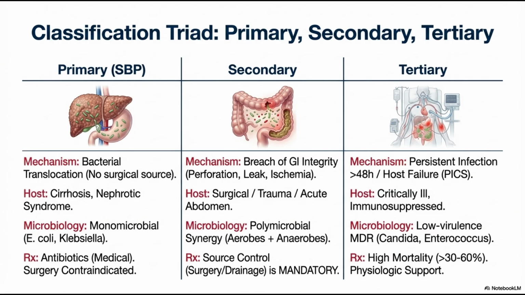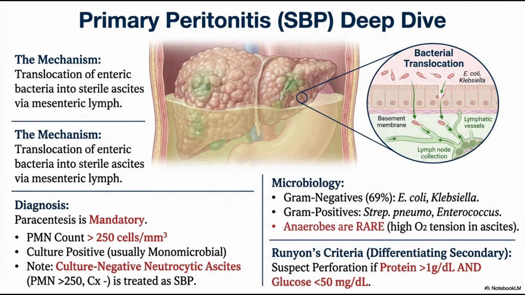Okay, start with primary peritonitis, or SBP, spontaneous bacterial peritonitis. The definition: a monomicrobial infection, usually translocated bacteria like E. coli or Klebsiella, but importantly, there is no hole in the gut. And the typical patient. The cirrhotic with ascites, the nephrotic patient, someone with fluid already in there.